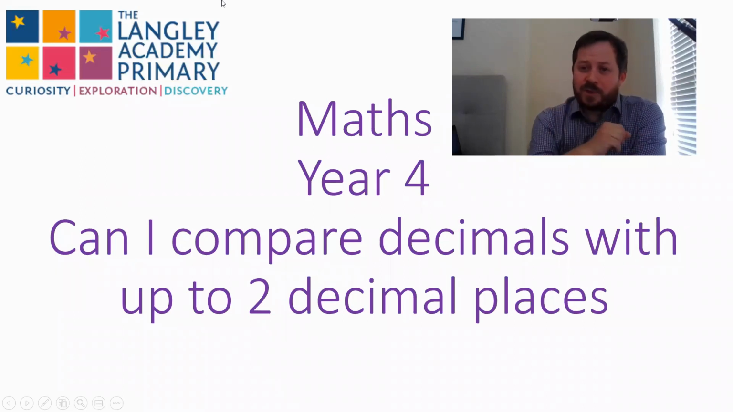Hello, Year 4. Our last lesson for this week is whether or not you can compare decimals with up to two decimal places. This can be any number with two decimal places. This is where all of that work we've done for the last two lessons comes in and helps us out. Because what we've done is we've worked out exactly where the value of the digit is and what the value is, using our place value grid to help us. So hopefully, moving forwards, that'll make our lives easier.